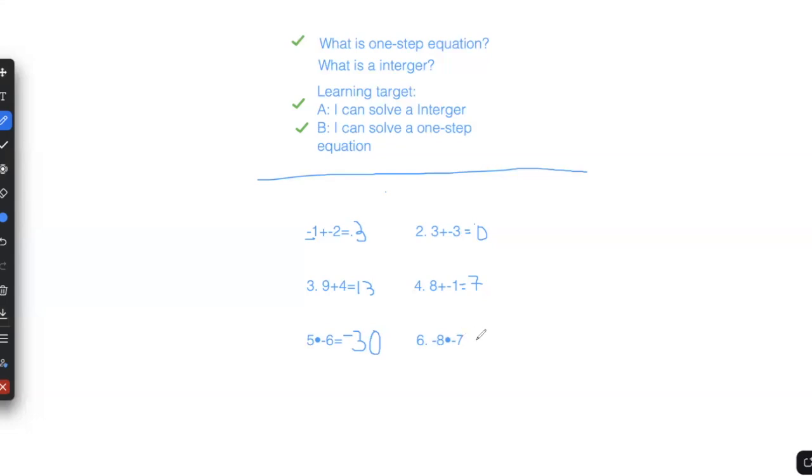-8 times -7. I know that this is going to be hard because many people don't understand this. It is going to be negative times negative. Whenever you multiply two negatives, you will get your answer equal to a positive. So this is going to be positive 56.